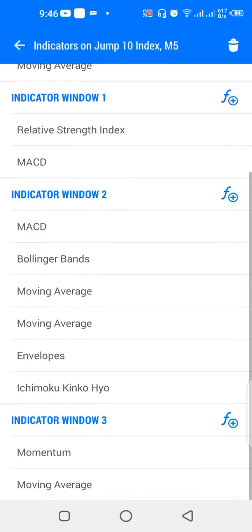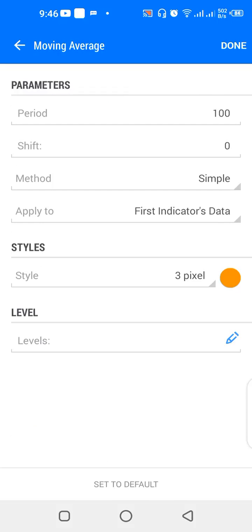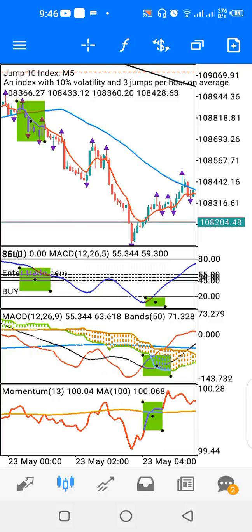Then we also have on indicator window 3, moving average. Period is 100. Shift is 0. Method is simple. Apply to first indicator's data, and the color is orange. So that's that for all the indicators and the parameters for the indicators.